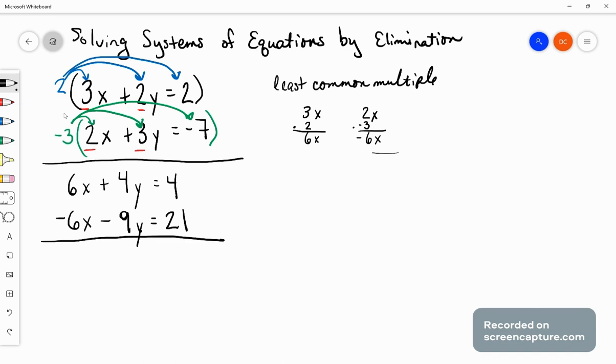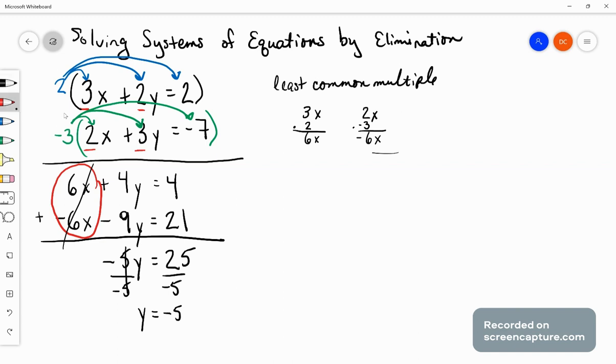Okay. And now I'm going to add these together. And you can see again, 6x minus 6x eliminate. And now we have 4y plus a negative 9y, so that's going to give me negative 5y. And I have a 4 plus 21, so that's going to give me 25. So now I have negative 5y equals 25. I'm going to divide by negative 5 on both sides to get this y all by itself. So I get y equals 25 divided by negative 5, which is negative 5.